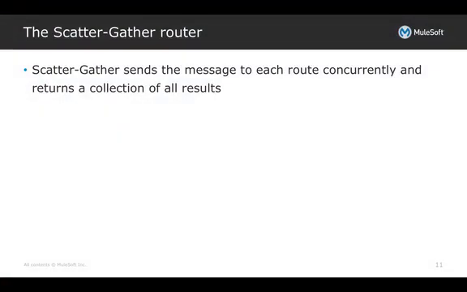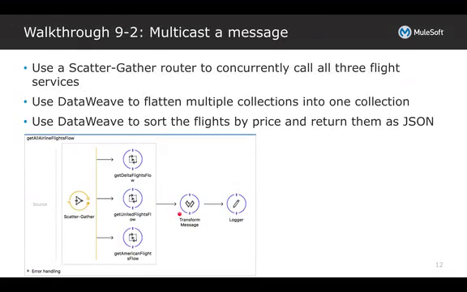Multicasting messages. Another pattern for routing is the need to use the scatter-gather router to send a message to each route in parallel and return the collection of all results. And that's what we're going to do in walkthrough 9.2, multicast a message. We'll use scatter-gather to satisfy the need to go out and get all 3 flight services.